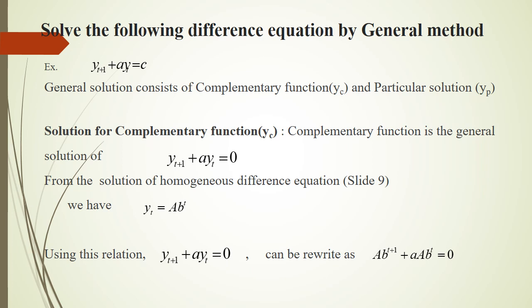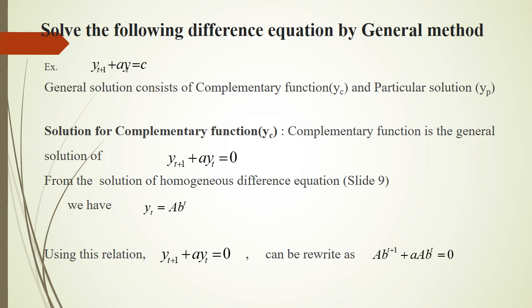Now how to start? Let us take one example: y(t+1) + a y(t) = c. So it is not a homogeneous equation, it is a generalized difference equation. The general solution, as I have told you, has two parts, one is yc and one is yp, that is the complementary function and the particular solution respectively. Initially we will be doing the complementary function solution part. So how to do it?